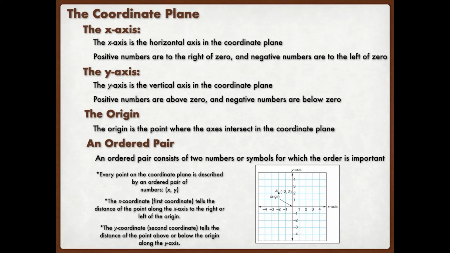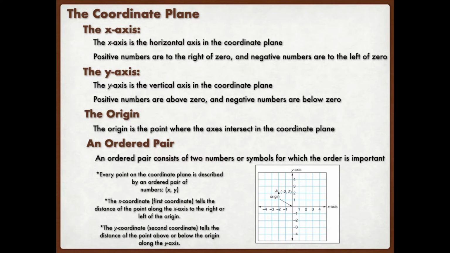Then we have the term ordered pair. We know a pair consists of two things. So the ordered pair consists of two numbers or symbols for which an order is important. So when we are trying to plot a number on the coordinate plane, we're going to be focusing on two numbers. So the ordered pair is going to be referring to the x and y axis.